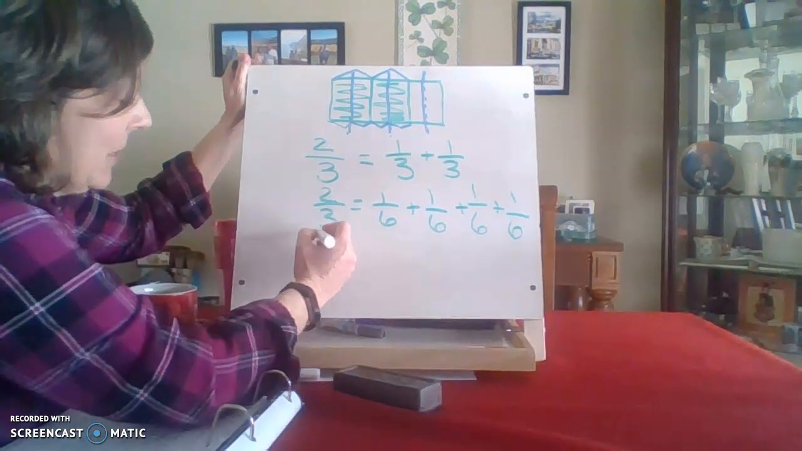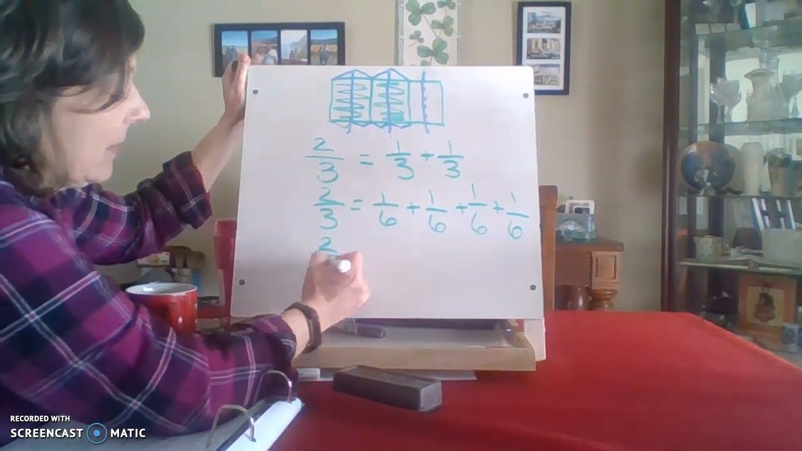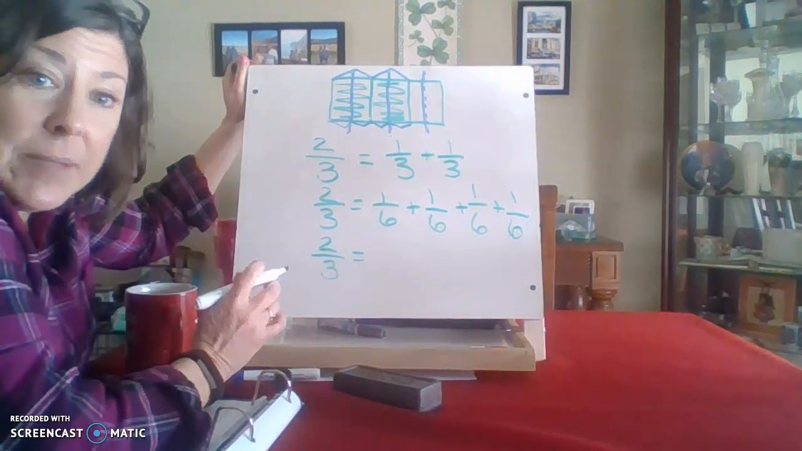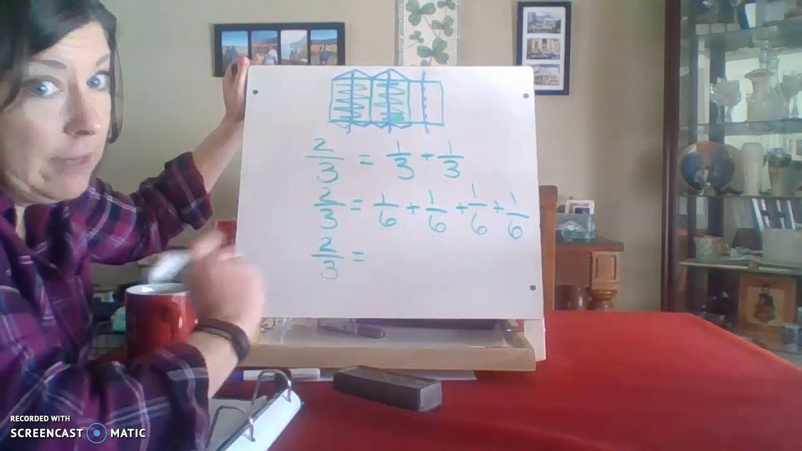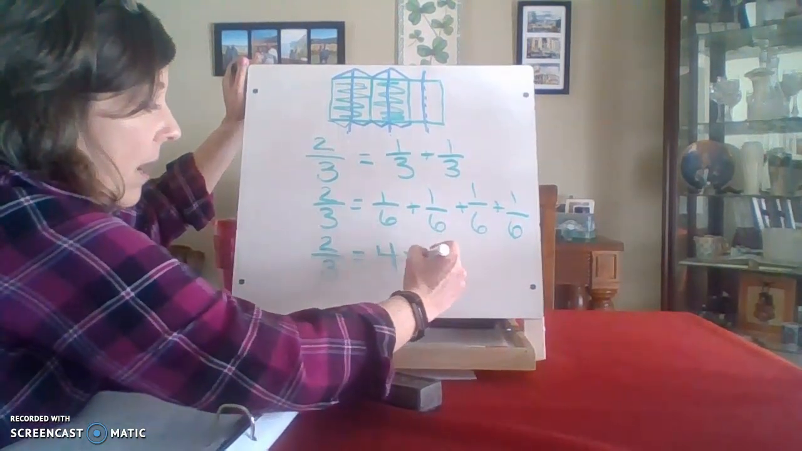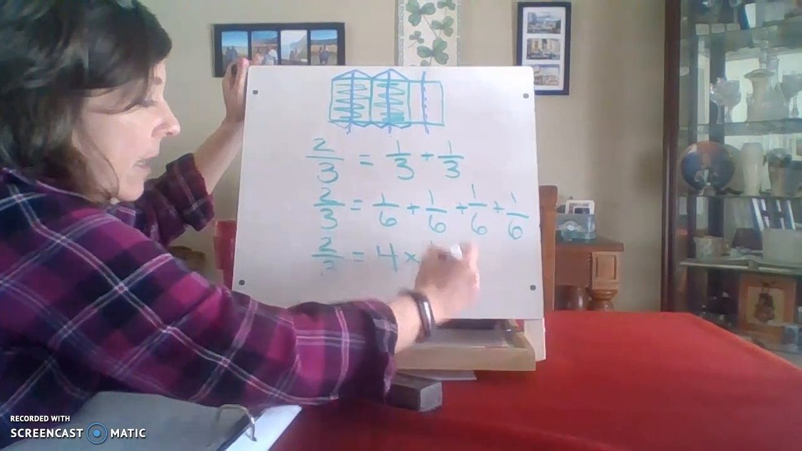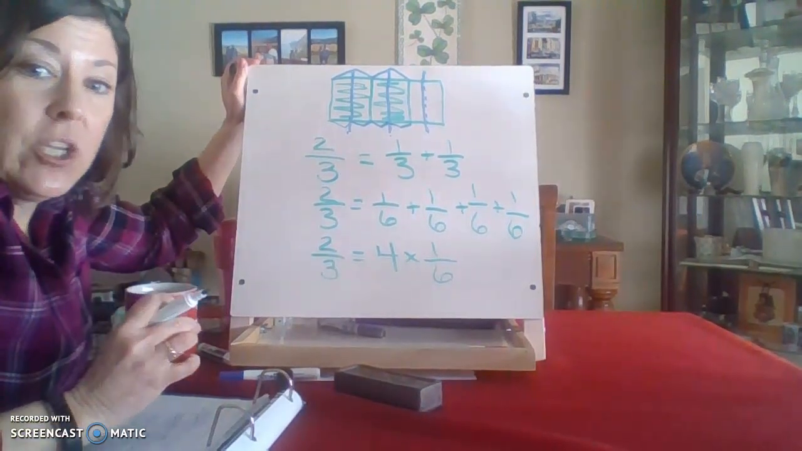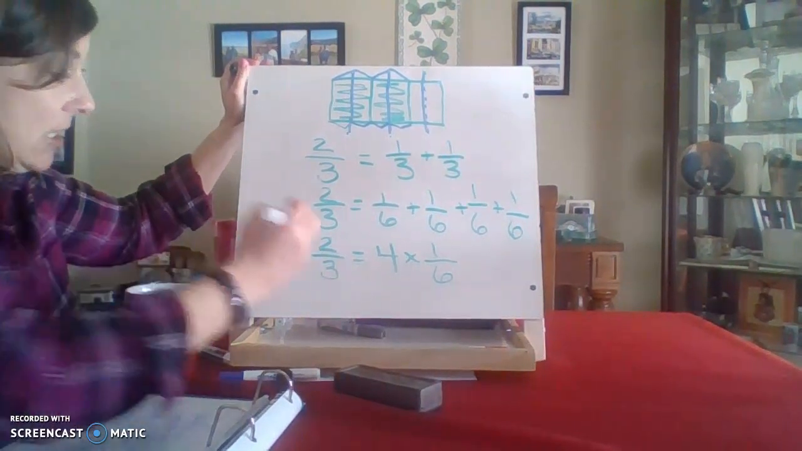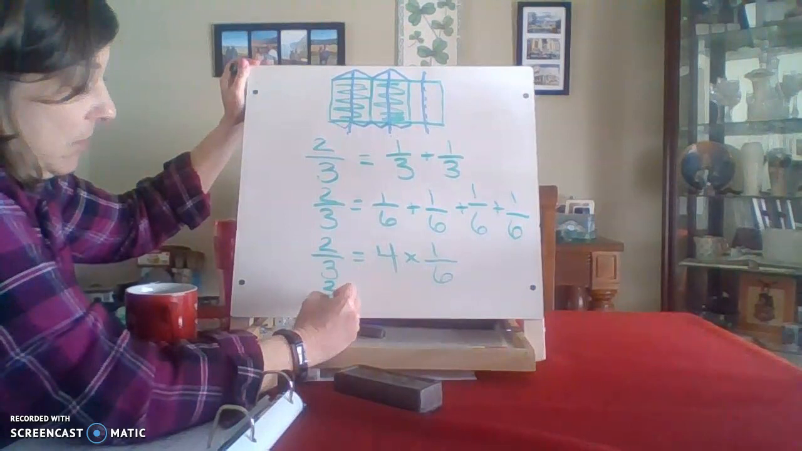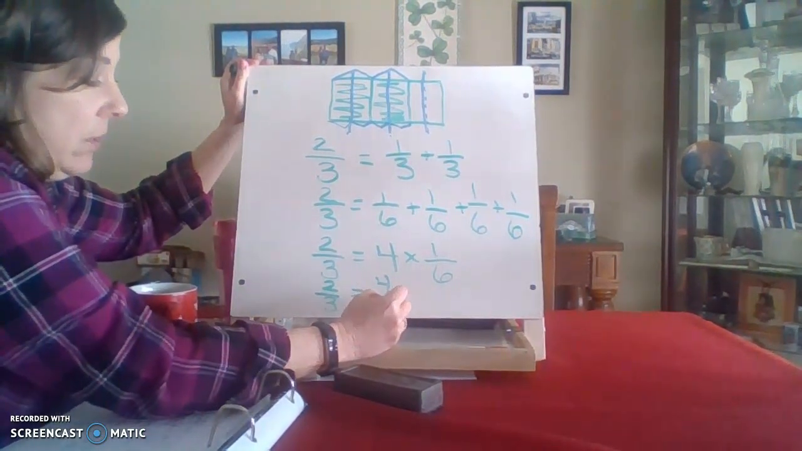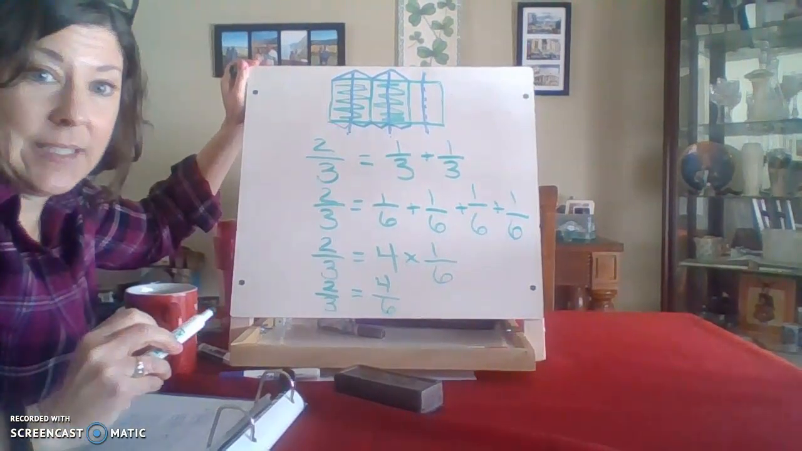That means I can also write an equivalent multiplication sentence. How many copies of the 1/6 do I have? I have 4 of them: 1, 2, 3, 4. 4 copies of the 1/6. So 2/3 I can also write as 4 times 1/6, which of course just brings me back to what we said originally, that 2/3 is equal to 4/6.